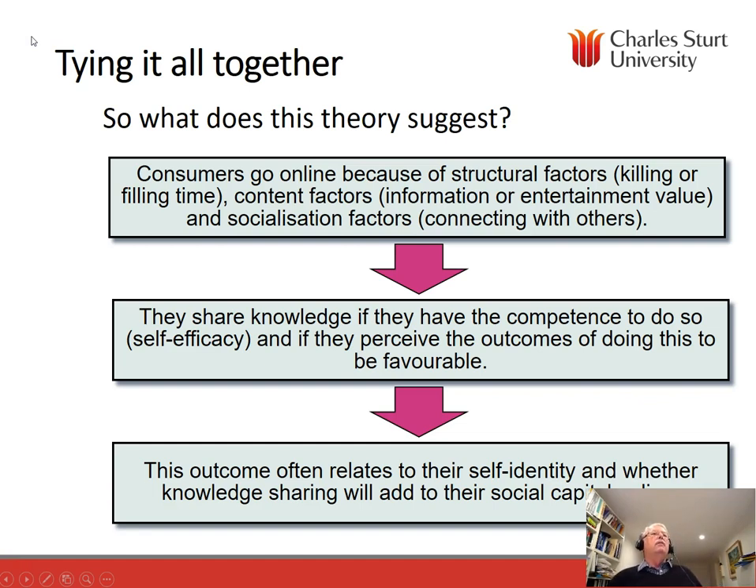So how do we tie all this together? The theory suggests consumers go online because of structural factors, they're killing or filling time; because of content factors, so they want to share information or achieve some kind of entertainment value; and socialization factors, so they want to connect with others. So they occupy themselves, they share information, and/or they want to connect with others. They share knowledge if they have the competence to do so, which relates to their self-efficacy, and if they perceive the outcomes of doing this to be favorable.